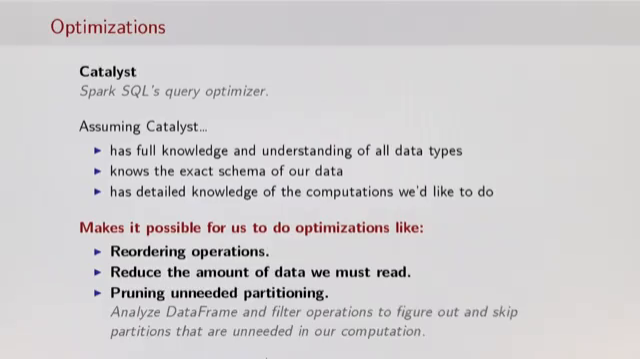Another kind of optimization that Catalyst does is pruning unneeded partitions. So it analyzes the data frame and filter operations to figure out and skip partitions that are unneeded in some computation. So it can know in advance that we don't have to run a certain computation on certain partitions, which of course also saves some time. Of course, there are many more optimizations that Catalyst does, so I hope this gives you a little bit of an intuition about what some of these optimizations actually do.